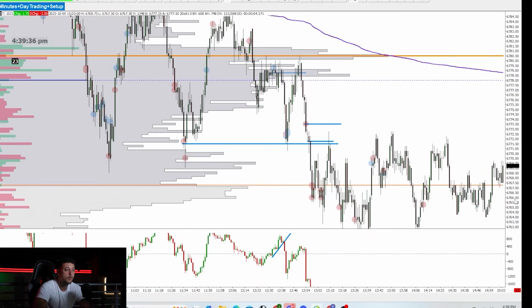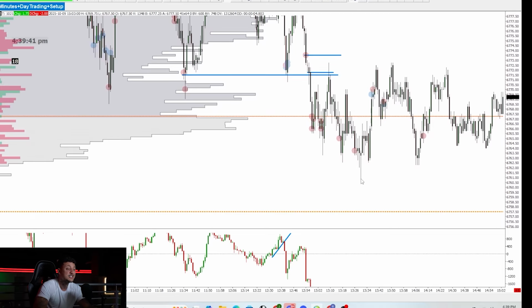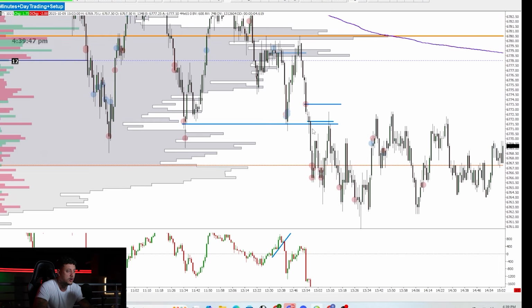Originally I was targeting the 6760 flat, because we had 500 buy limit orders sitting at the 6760. So that was my target. Immediately as price dumped, my stop loss went to break even, and that was a risk-free trade.